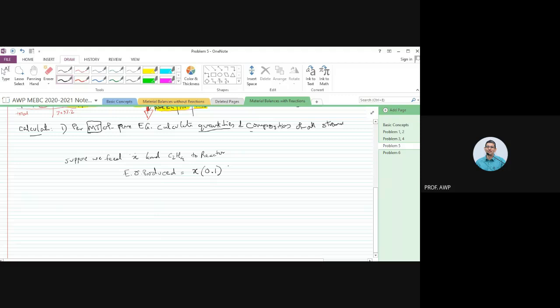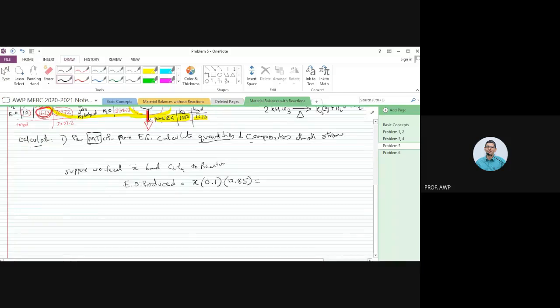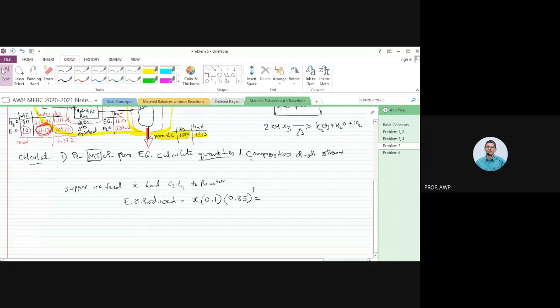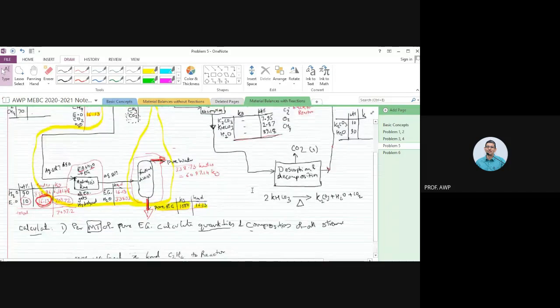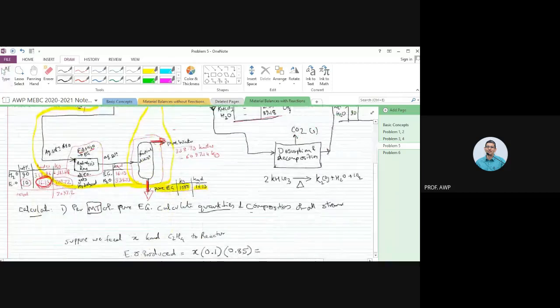Out of the total that reacts, 85% reacts to give us ethylene oxide. That is the selectivity. So the ethylene oxide produced must be X multiplied by 0.1 multiplied by 0.85. This must be equal to 16.13. So now we can find X: 16.13 divided by 0.85 divided by 0.1. This is straight away 189.76 kilomoles.